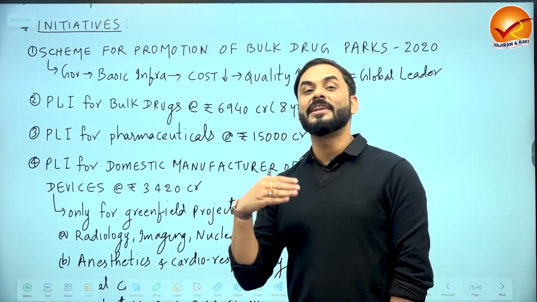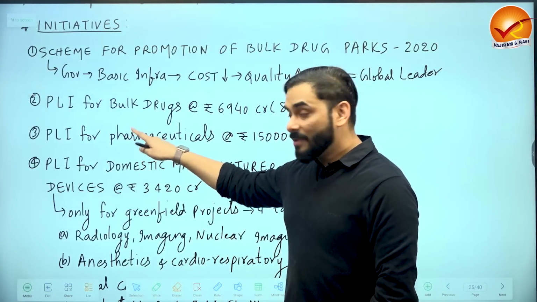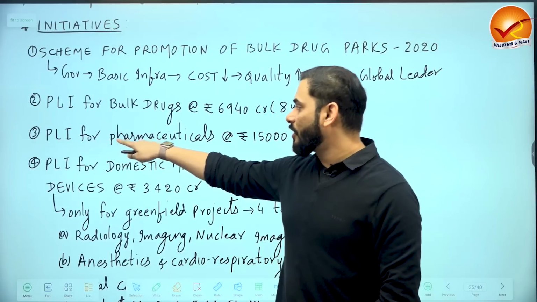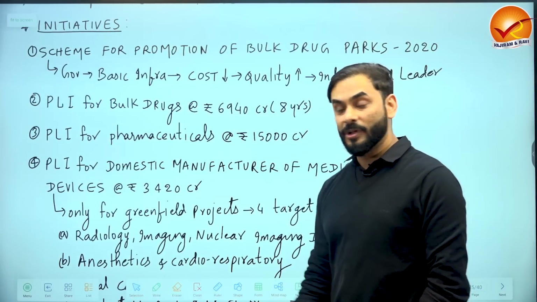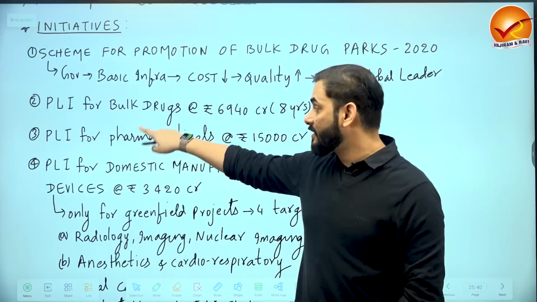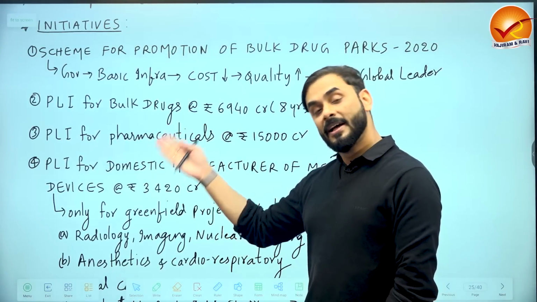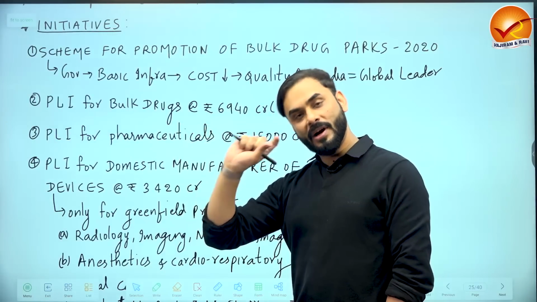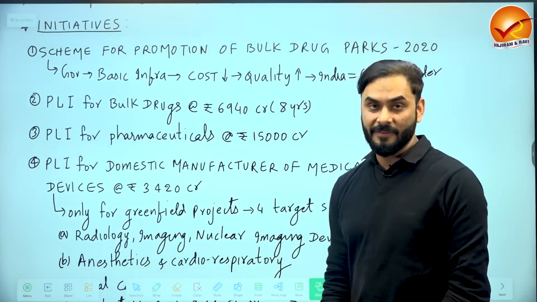If you can sell more, you will get more incentives. Remember, I told you this. Similarly, the government of India has launched production linked incentive for pharmaceuticals by allocating 15,000 crore. So this one, pharmaceutical, is different from bulk drugs. Bulk drugs is the raw material, most important chemical. If you remove bulk drug, whatever else is there in pharmaceutical, for that we have another production linked incentive.